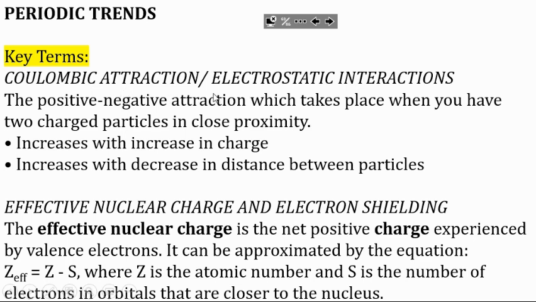Coulombic attraction, this electrostatic interaction between the positive nucleus and the negative electrons. As you increase the charge, you're going to increase the force. Increase the distance, decreases the force. And then something called effective nuclear charge, which I spoke about just very briefly a couple minutes ago when we were talking about your homework.